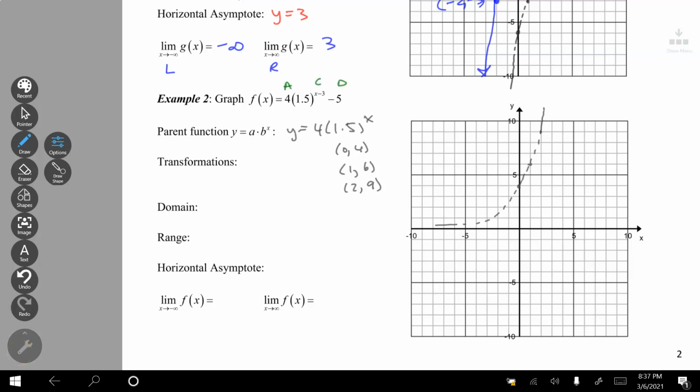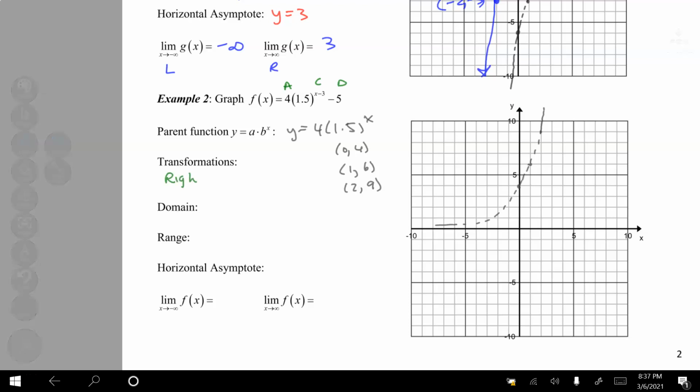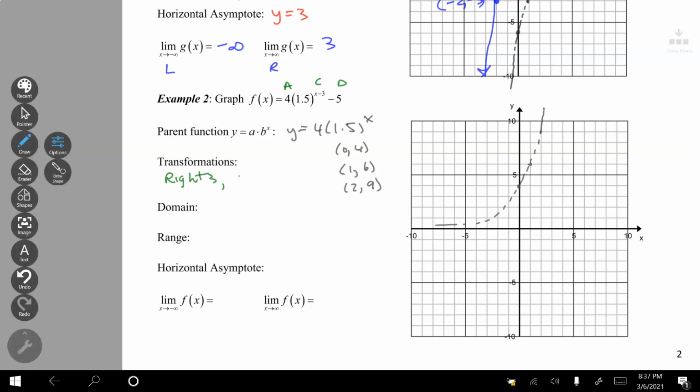So again, I see the letters A, C, and D. I don't have to redo the 4. That's already part of the original parent. Makes my life easier. And minus 3 is going to be right 3. And negative 5 means down 5. And that was it, down 5. I have my horizontal asymptote. My HA at y is equal to negative 5. Make it a little bit cleaner.